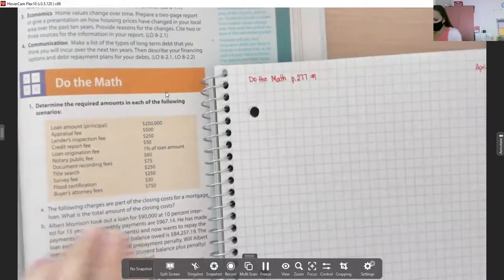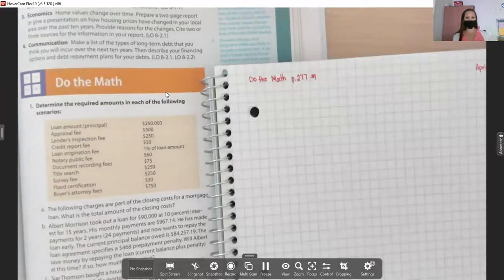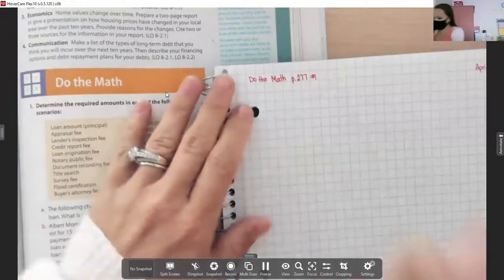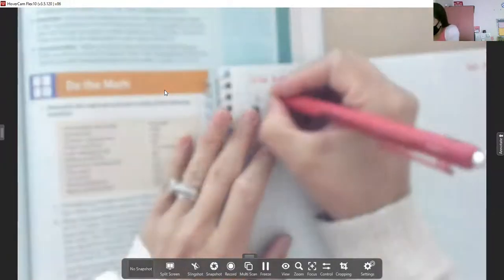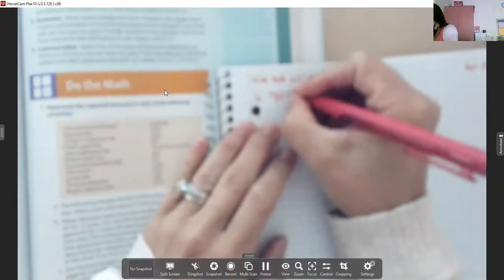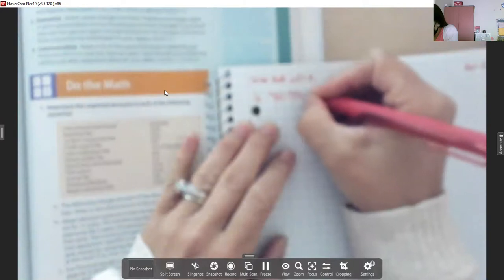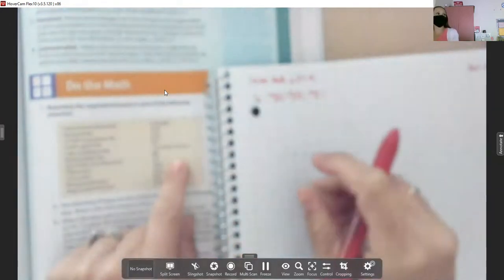So A says the following charges are part of the closing costs for a mortgage loan. What is the total amount of the closing costs? So total means we add all of those up. You do not add the loan amount as part of the closing costs. That's the only thing we are not adding there. So it's going to be $500 plus $250 plus 50 plus 1% of the loan amount.